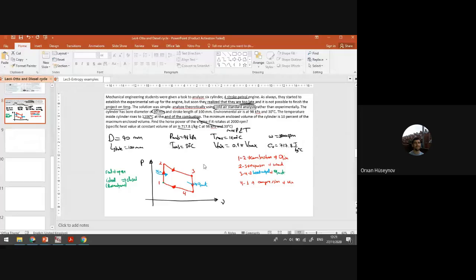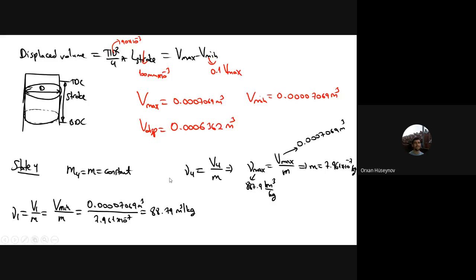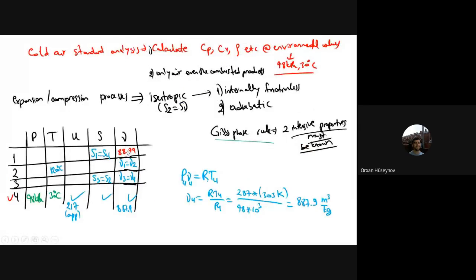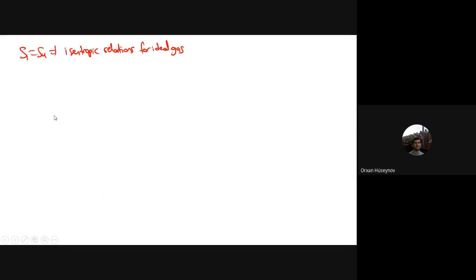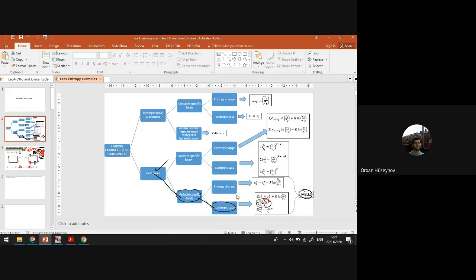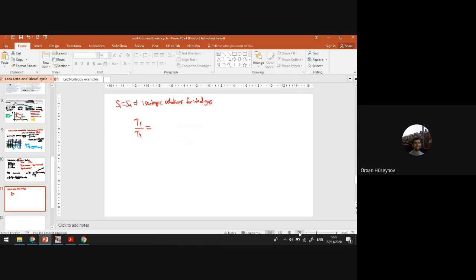For this question, at state 1 I know the specific volume, and at state 4 I know the specific volume. For state 1, I can find the pressure and the temperature by using isentropic relations. Now I will find the temperature first, T1 and T4. T1 divided by T4 will be equal to, let me go back to the formula here.